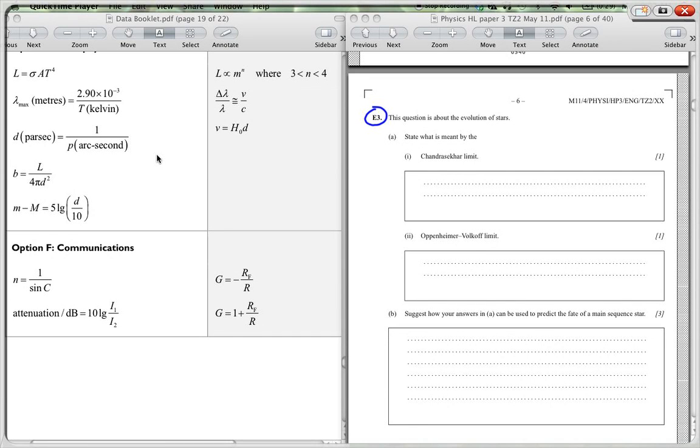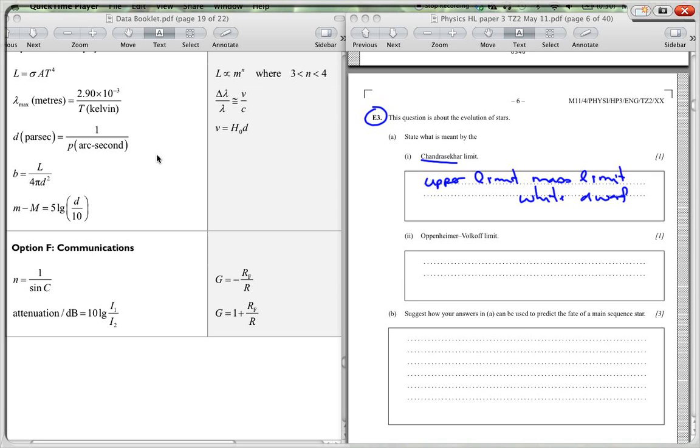This question is about the evolution of a star. State what is meant by the Chandrasekhar limit. Not sure if I'm saying that right. This sets the upper limit for the formation of a white dwarf. So it's the upper mass limit for a white dwarf.